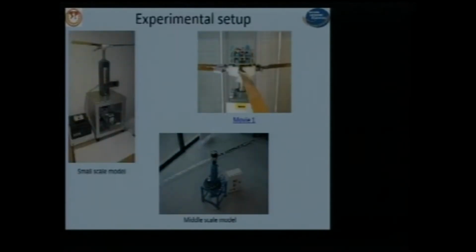I will start from the motivation. We have some models of helicopter blades, but not necessarily helicopter, rotating structures. You can see the small scale model, which is like this. This is not a nano model, this is a 30 centimeter small model. Another one is a middle scale model, a copy of a real helicopter blade in scale 1 to 6, and in the next step we are going in this direction.